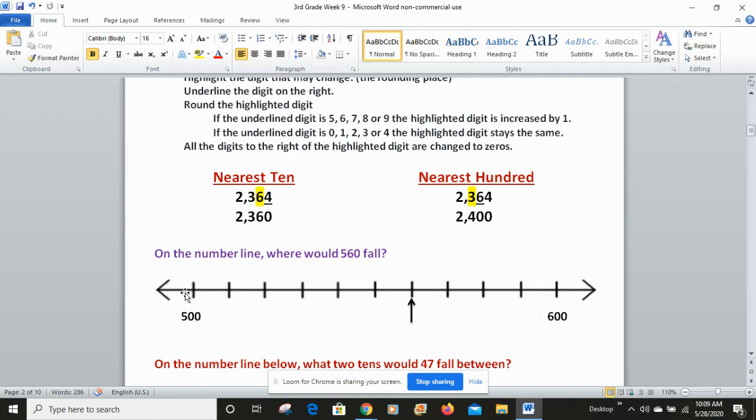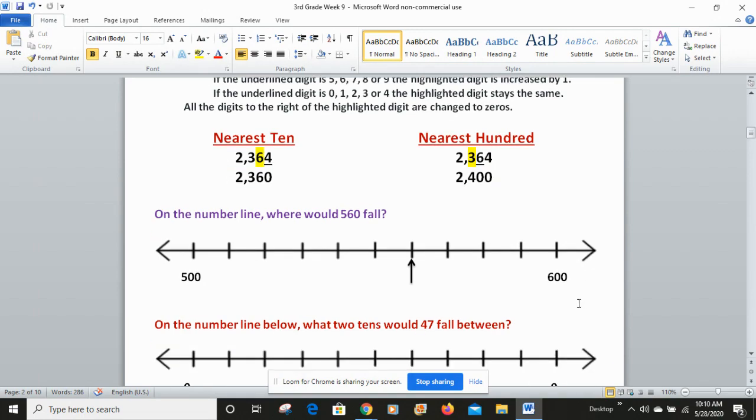So just knowing how to divide a number line up into pieces so that you can use it, it's a pretty important part of using a number line.